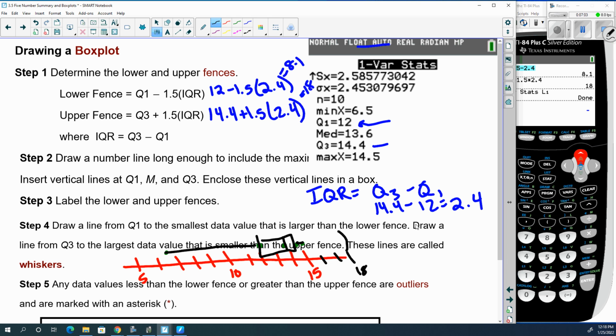So if I had anything over here, that would end up being an outlier. My lower fence was 8.1, which is about right here. So that meant that this value over here, that minimum of 6.5, is an outlier. So what we usually do is, instead of drawing a whisker to that outlier, they usually will just do that as an asterisk and then not draw this line right there.